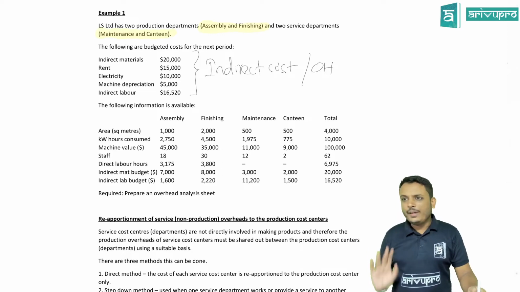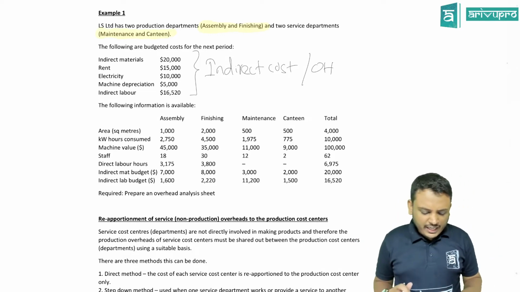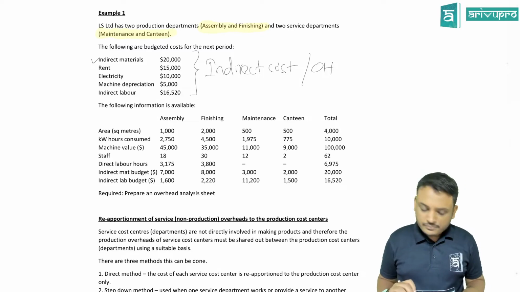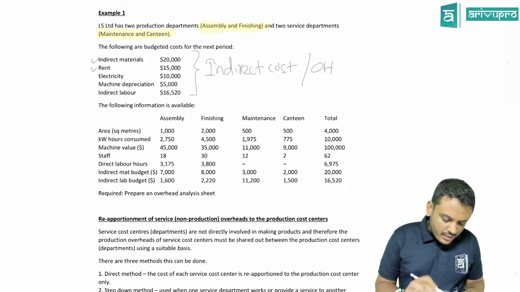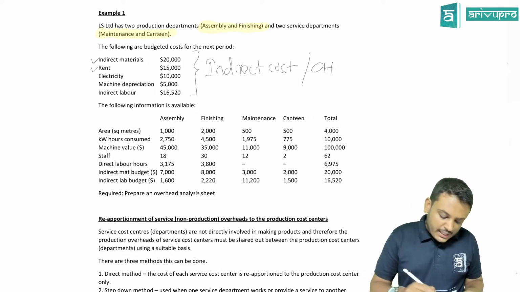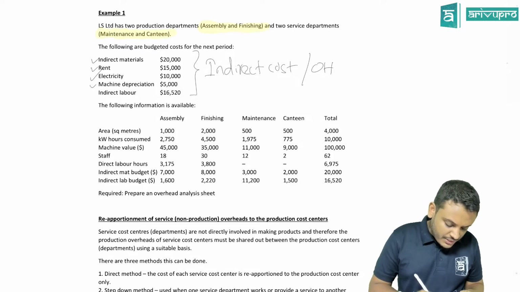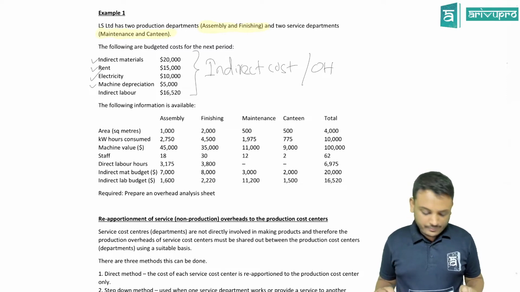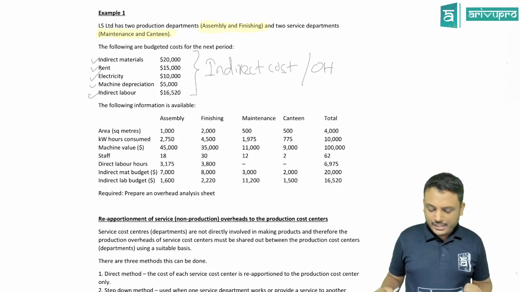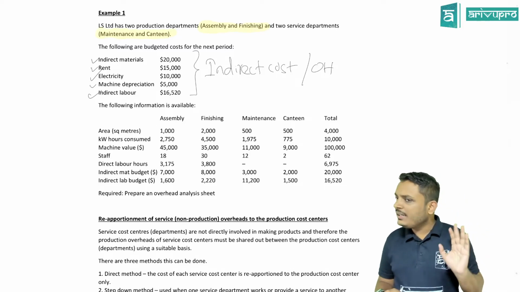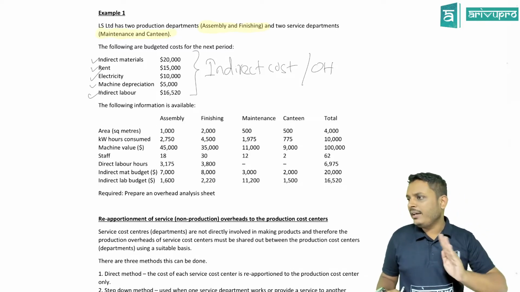Allocating overheads. Now see, indirect material how much? 20,000. Clear? Rent how much? 15,000. Electricity how much? 10,000. Machine depreciation how much? 5,000. Indirect labor how much? 16,520. Is it clear? All these are indirect costs.